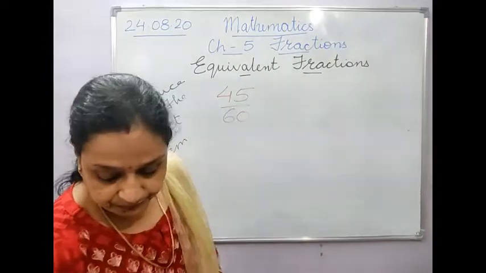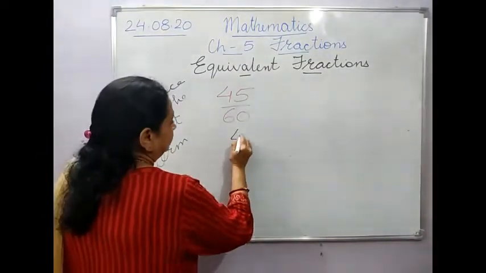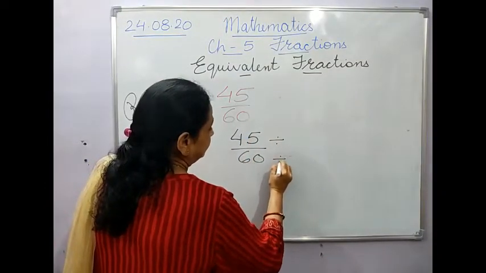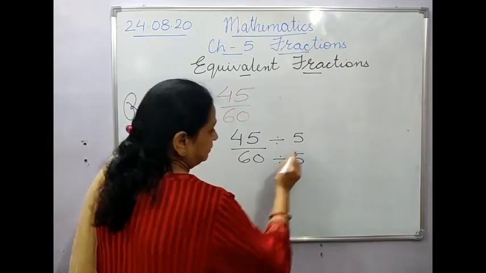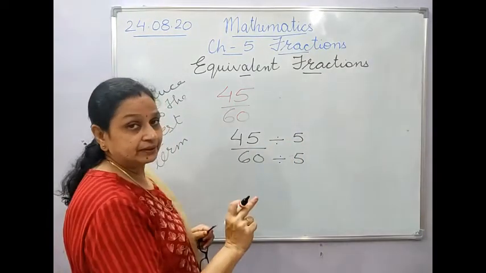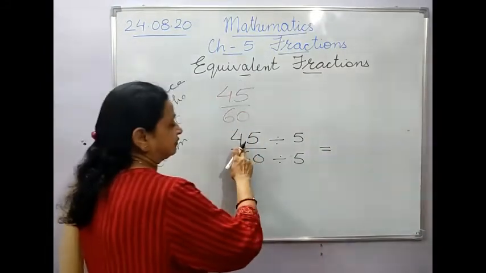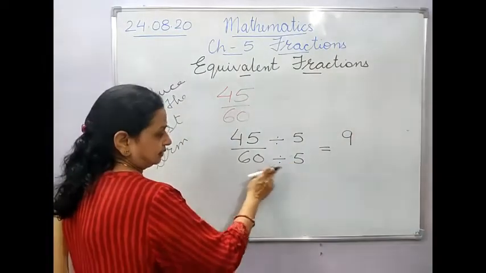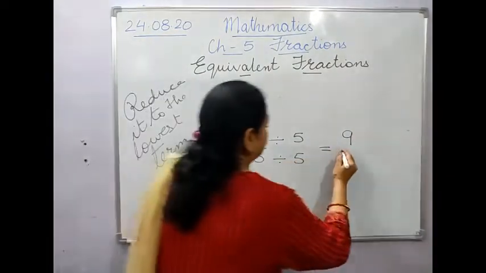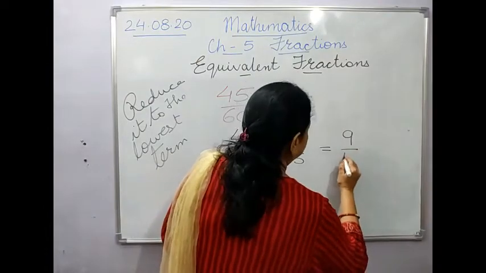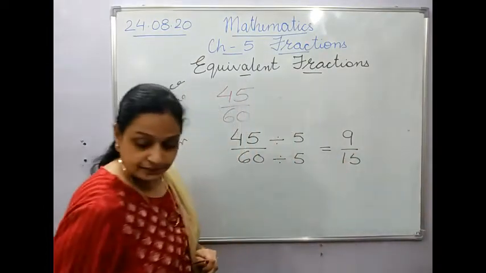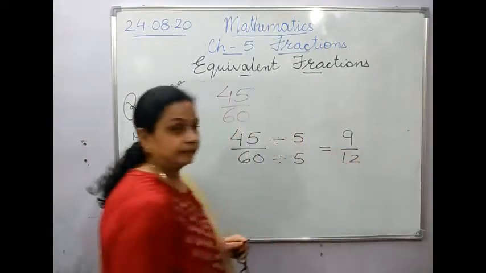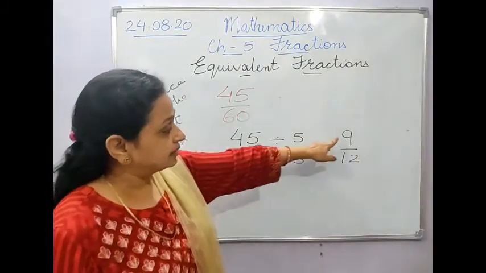I'll write it again. 45 upon 60 divided by 5. You know that you have to divide it by the same number. So 45 comes in the table of 5 at 9 times. And 60 comes in table of 5, not 15 times, 12 times. Okay, now this is 9, this is 12.